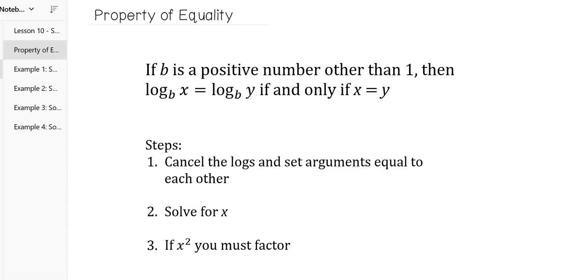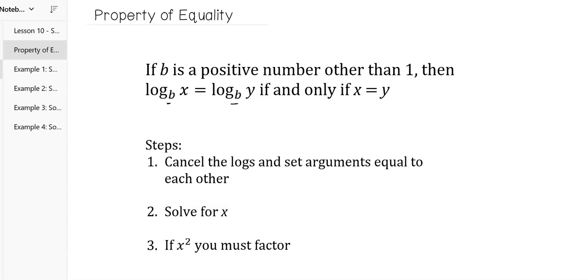It says if b is a positive number other than 1, then log base b of x equals log base b of y if and only if x equals y. So a couple of important parts about that. Notice how they have the same base here. If logarithmic functions have the same base, we can just set the x and the y equal to one another. However, one other thing about this is that it has to be a positive number other than 1.